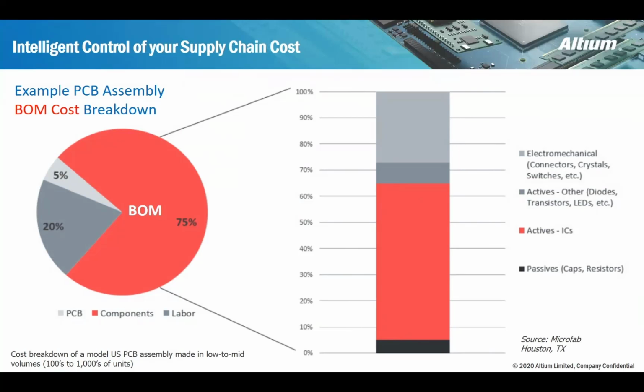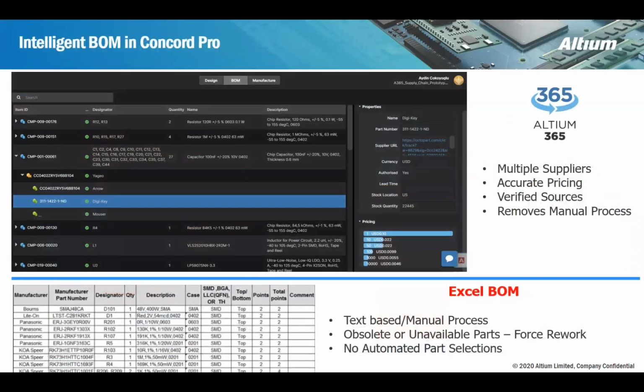Intelligent control of your supply chain is important because your BOM is the largest percentage contributing to your PCB cost. Optimizing your BOM with an intelligent supply chain from Concord Pro can help reduce the risk of schedule or cost impacts to your design.